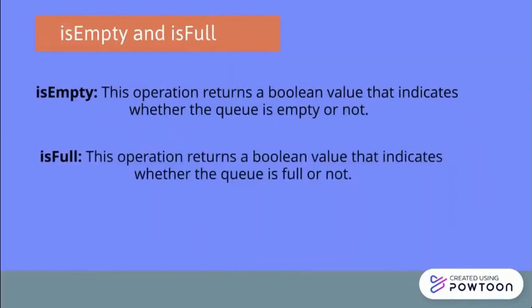Is empty and is full. Is empty is an operation to check whether a queue is empty or not. This operation returns a boolean value. So if a queue is empty, it will return true, and if it is not empty, it will return false. And is full is an operation that is used to check whether a queue is full or not. So in our case, if the queue is full, it will return true, and if the queue is not full, it will return false.